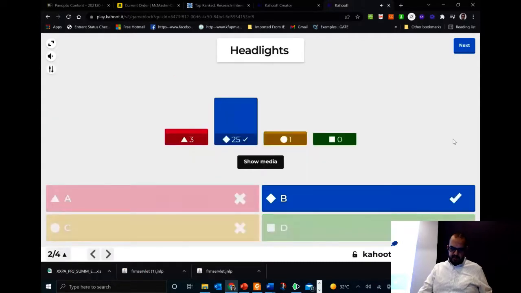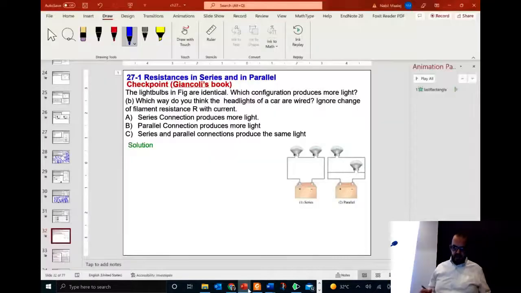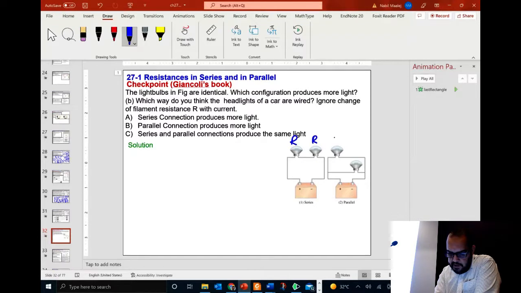Very good. 25 are correct. And this is not a simple question, by the way. So let's look at this. We said, assume that all the lamps have the same resistance, and the delta V is the same. In order to determine the brightness of light, I can determine the power. Power is energy per unit time. So let's start with the series combination.